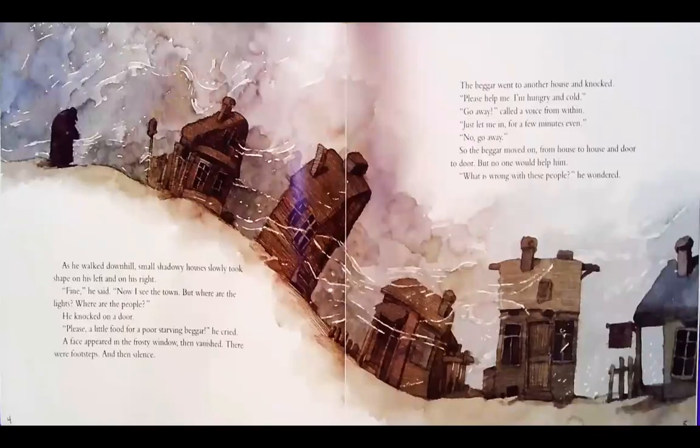Now you try. Please listen carefully for details about the beggar as I read from the book. When you hear a detail that helps you imagine the beggar, put a thumb up.